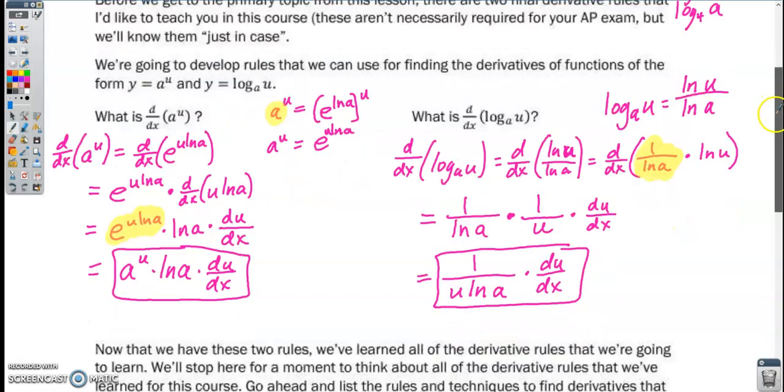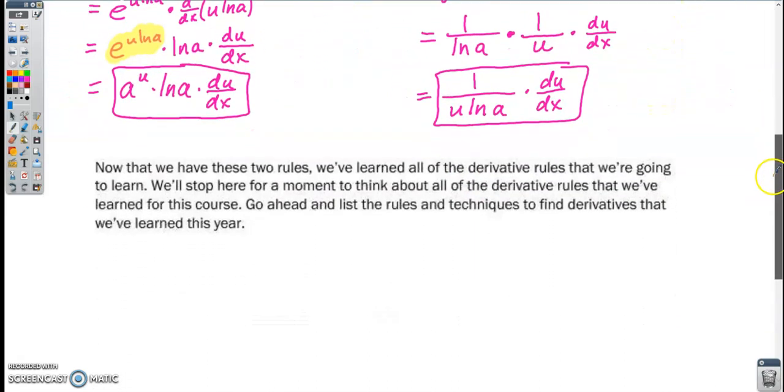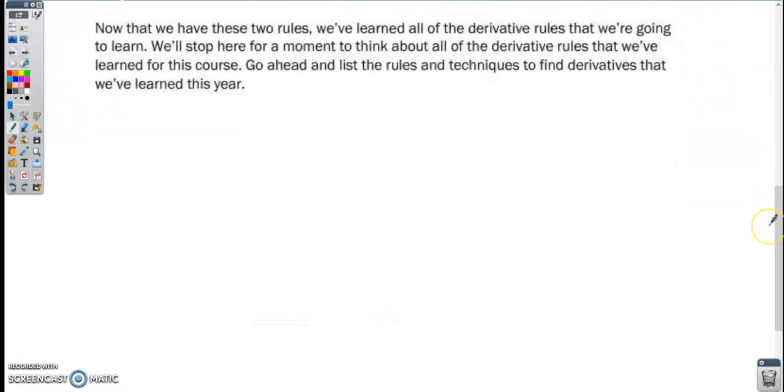And it's kind of helpful now that we know these two. Think about all the derivative rules that we've learned in this course. We're now at the point where we have learned every single derivative rule that we are going to learn in our AP Calculus course. Are there some other more advanced derivative rules that you might learn later on in mathematics? Yes, there are a few, but we've got all these basic rules that we're learning for this course. So let's kind of jog our memory.